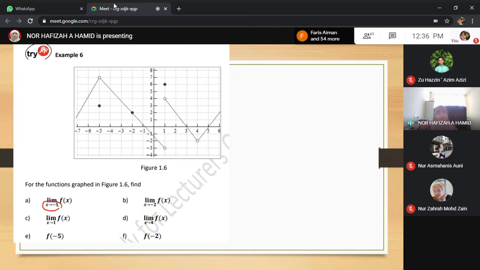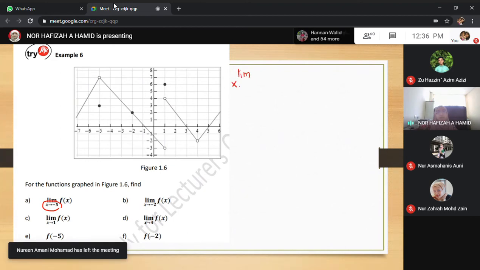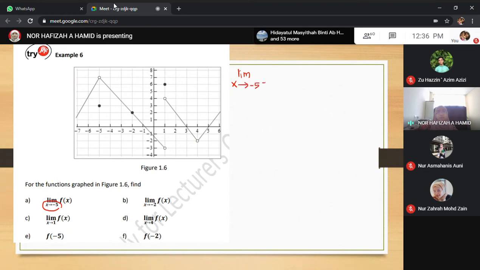This one refers to the two-sided limit because there is no plus or minus symbol. So for two-sided, first you need to calculate the one-sided limits. You calculate the limit as x approaches negative 5 from the left of f(x). This is negative 5, so you refer to the graph less than negative 5. The answer for y is 7.